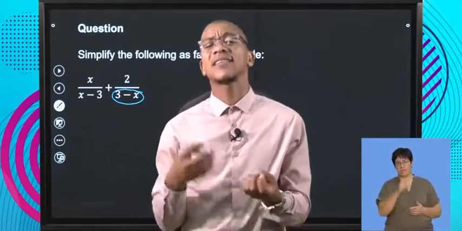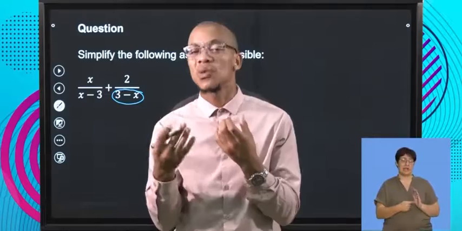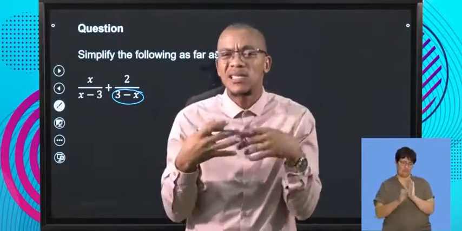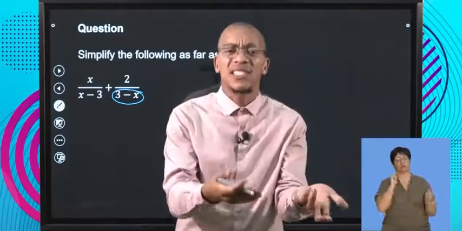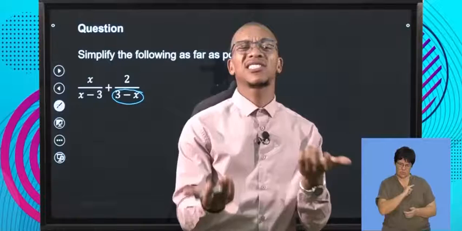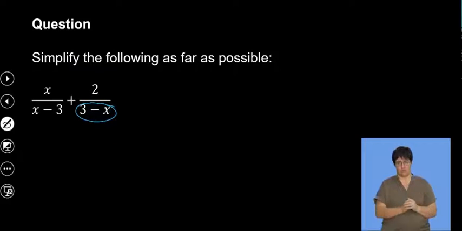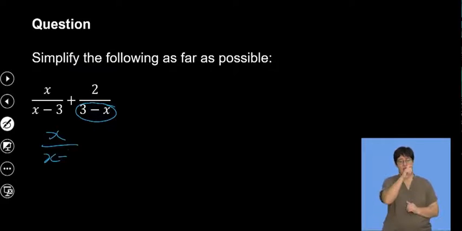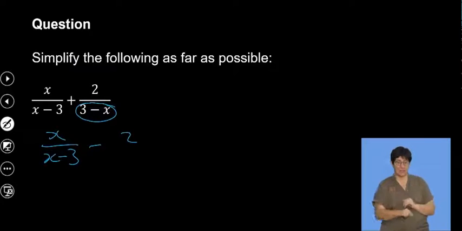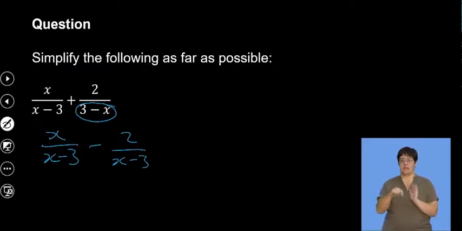We call this the sign change rule, although it's just because you're changing the sign. So that's why we're saying it's a sign change rule. Now, what this will become is x over x minus 3, and then negative 2 over x minus 3, right?